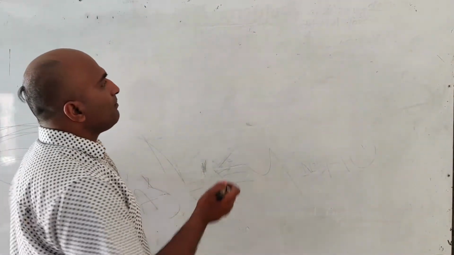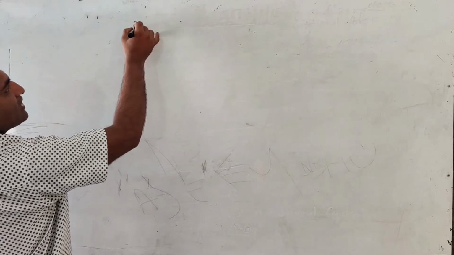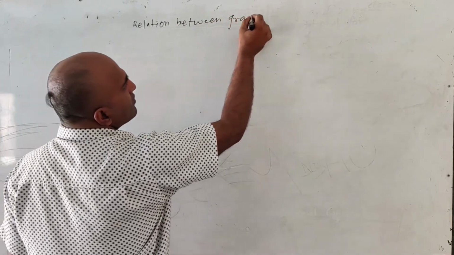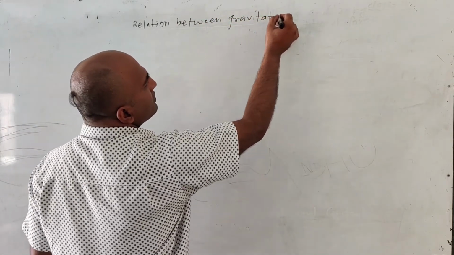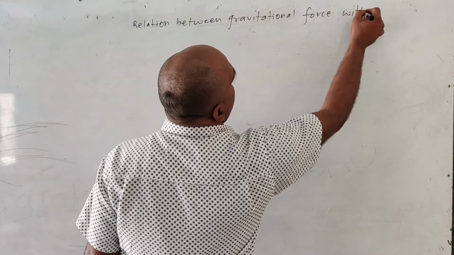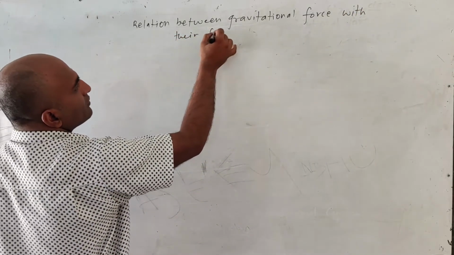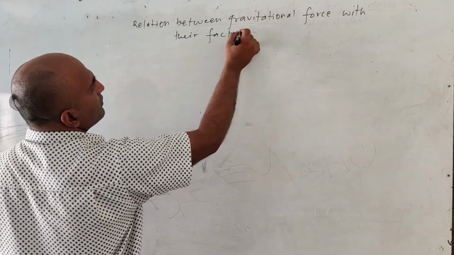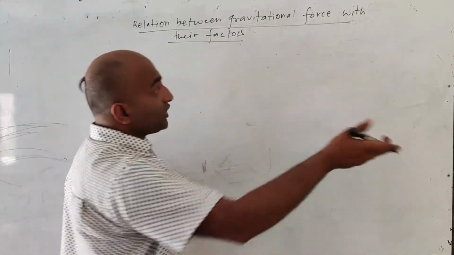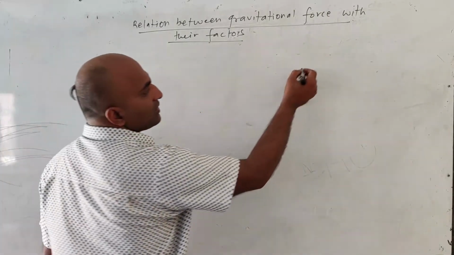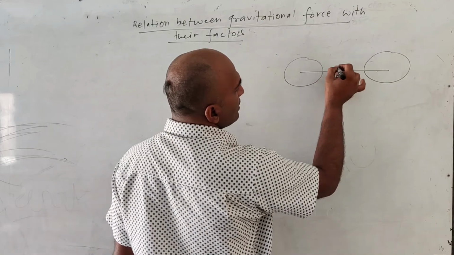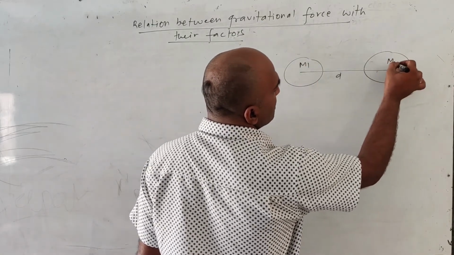Their factors are masses. Relation between gravitational force with their factors. Just like what changes will occur if masses are doubled. Suppose first object, second object, these two are taken. D is the distance. This is the first mass and this is the second mass.